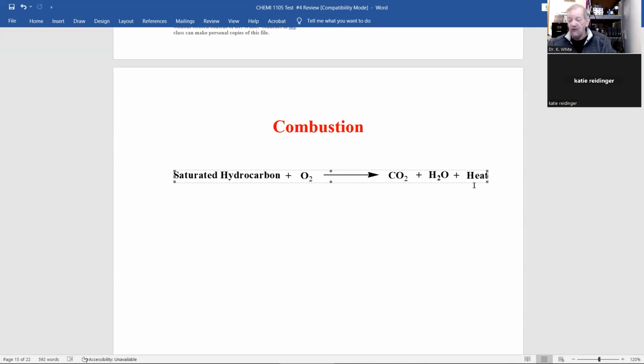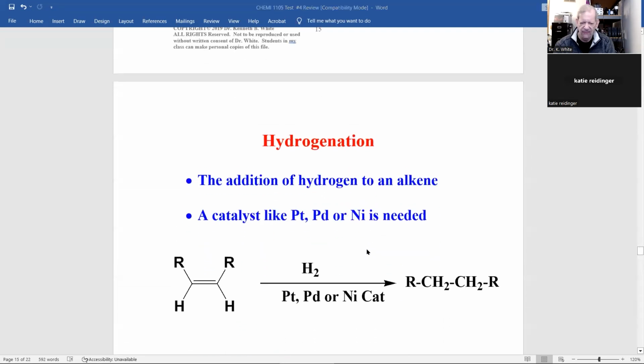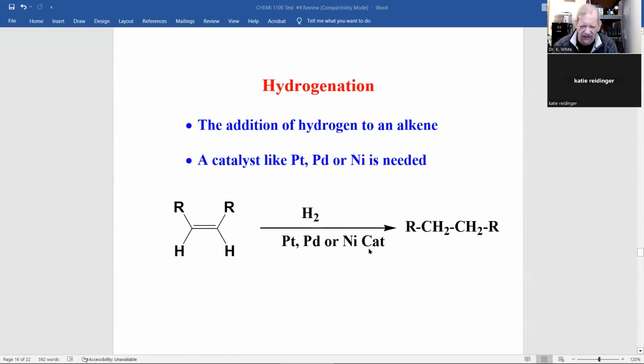And that helps drive your car, the combustion engine, heat your house, apartment, or condo by burning natural gas. Or if you start a fire in your fireplace, oh, that feels nice and hot, warm, combustion, that's where the heat is. Now, the other reaction I asked you to learn was hydrogenation.